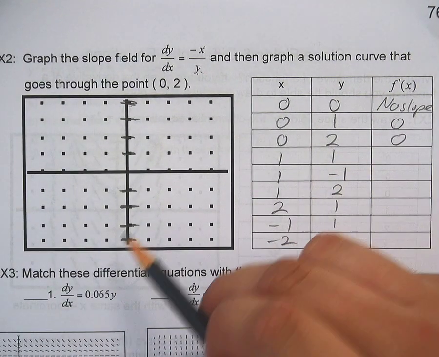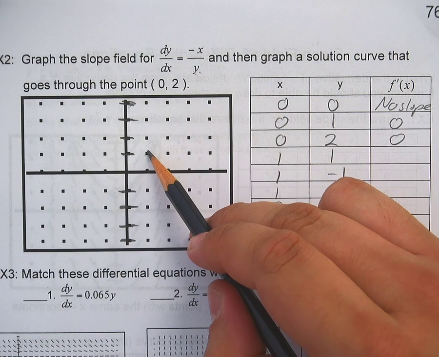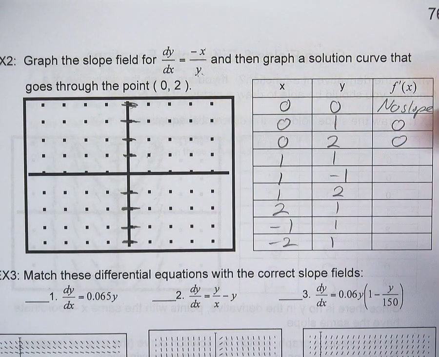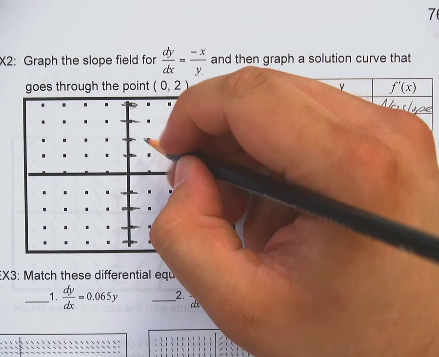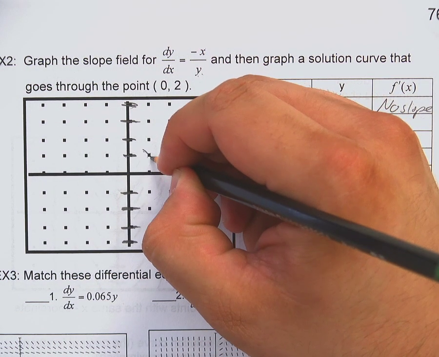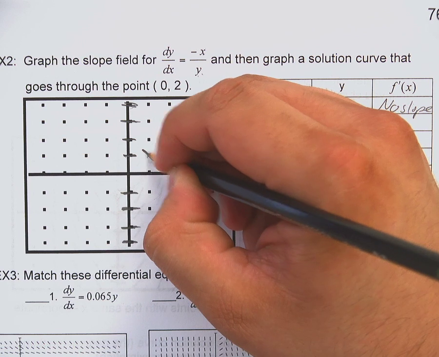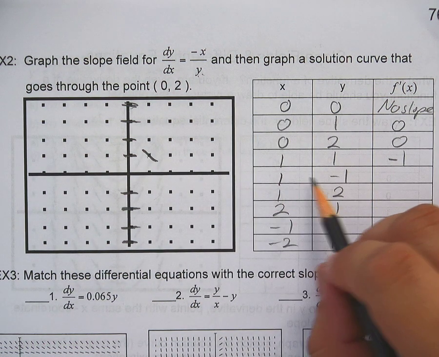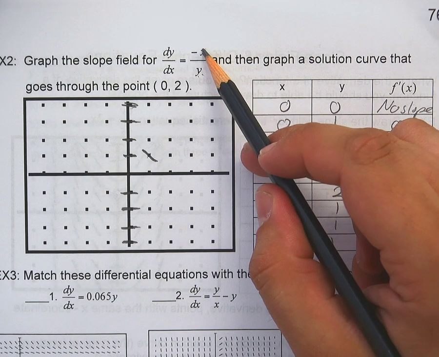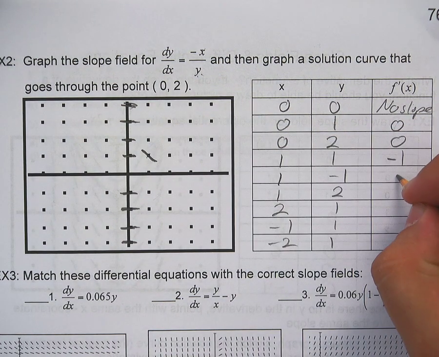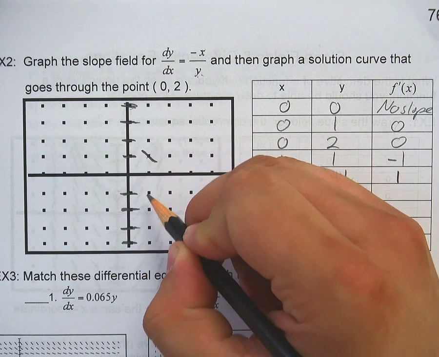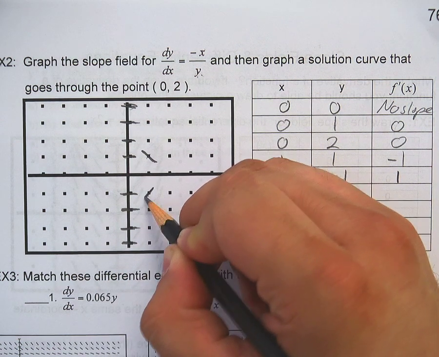How about if x is 1? So 1, 1 right here. Plugging in 1 over 1. Oh, that's going to make it easy. 1 over 1, you're going to get -1. So I'm going to draw a little slope of -1 there. 1, -1. Well, that gives you a +1. So how about 1, -1 gives you a +1.